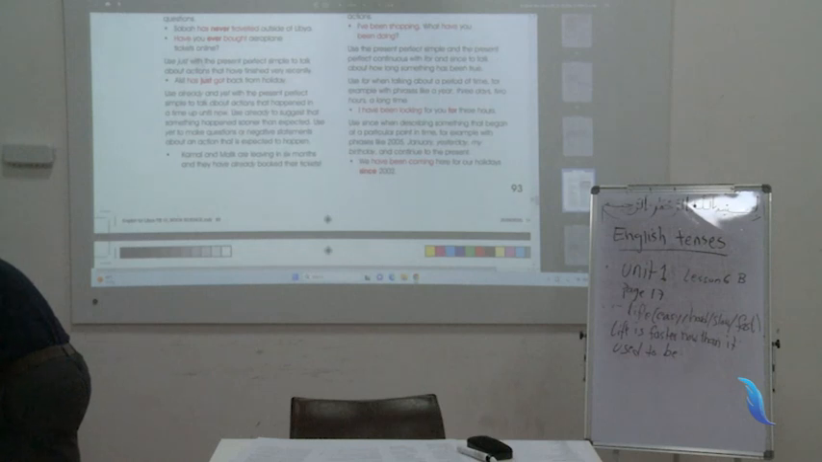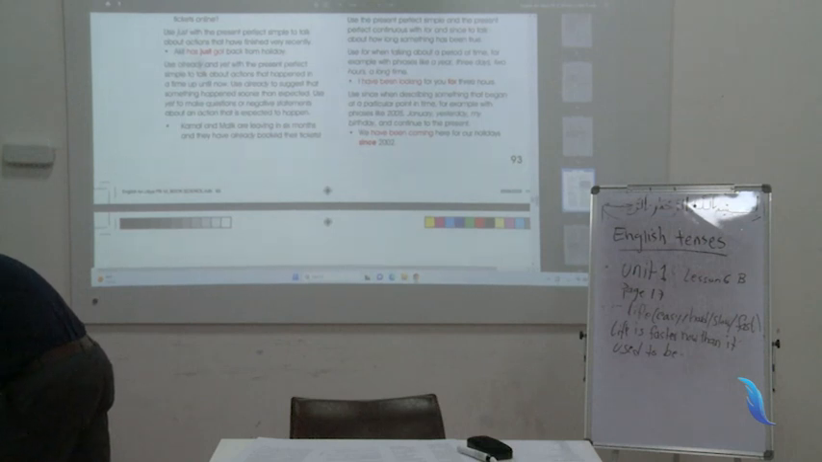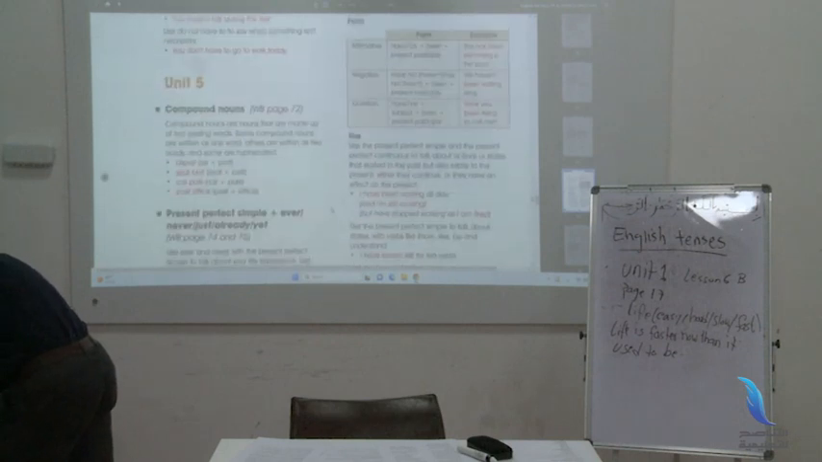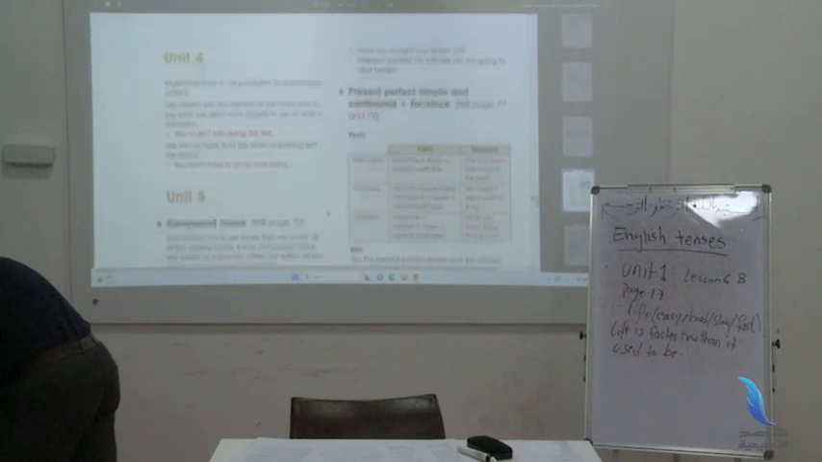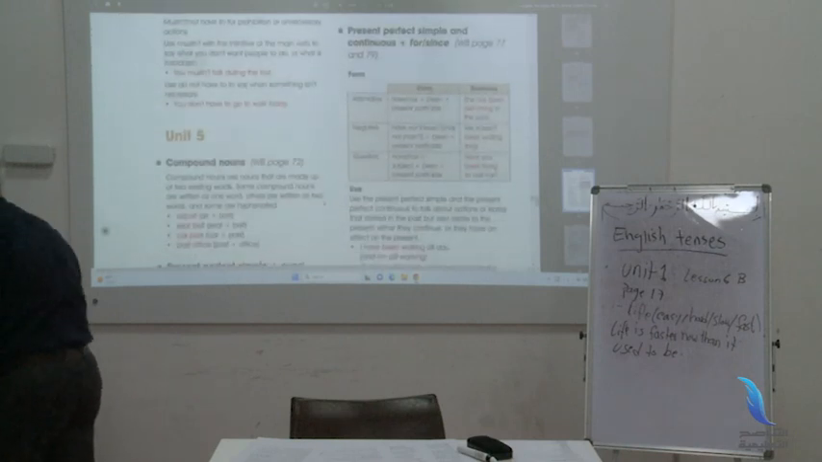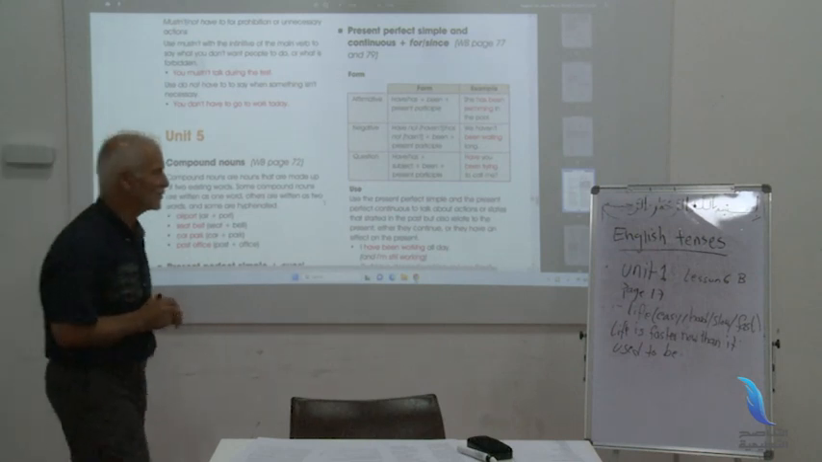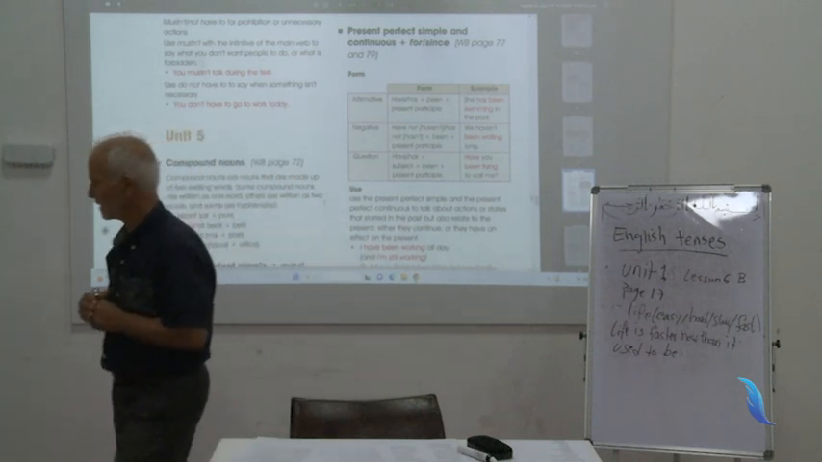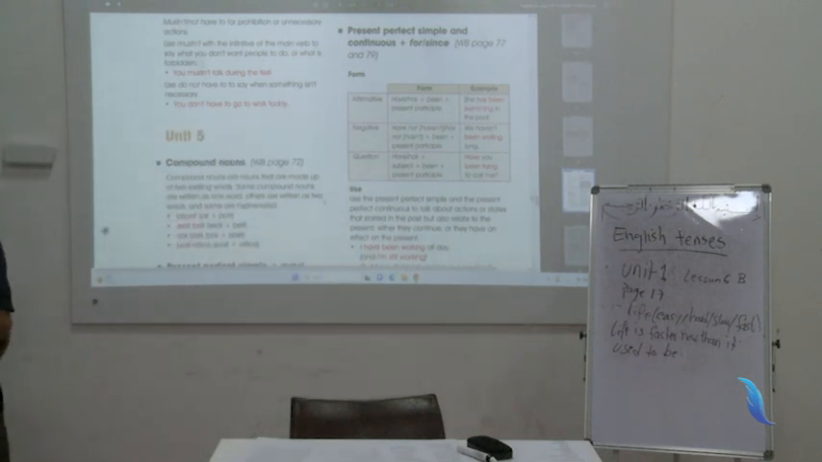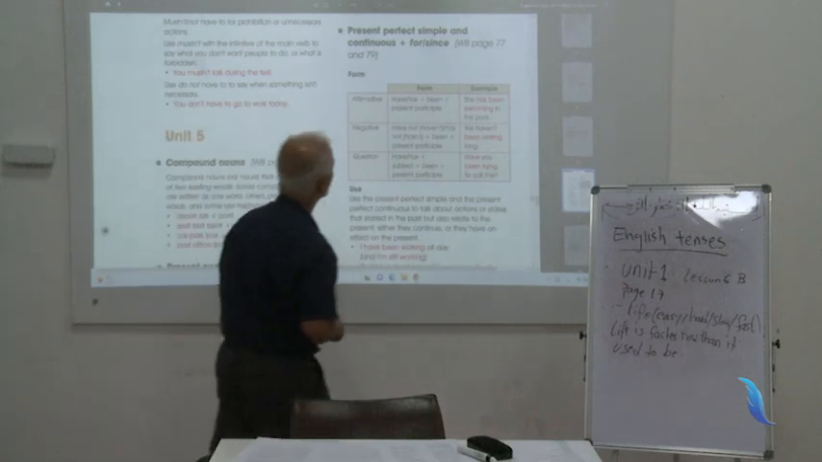When we say things finished very recently, we use already and yet with the present perfect simple to talk about actions that happened in a time up until now. Let's talk about present perfect simple and continuous. This tense is usually working with for and since. We always find these working with for and since.